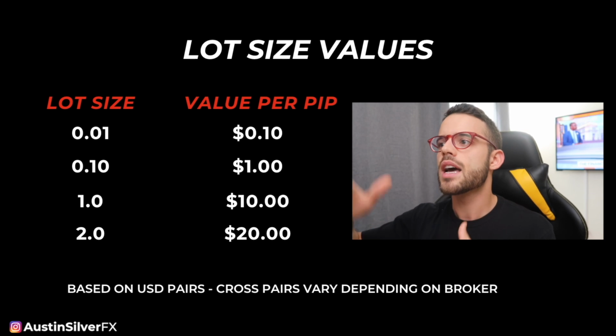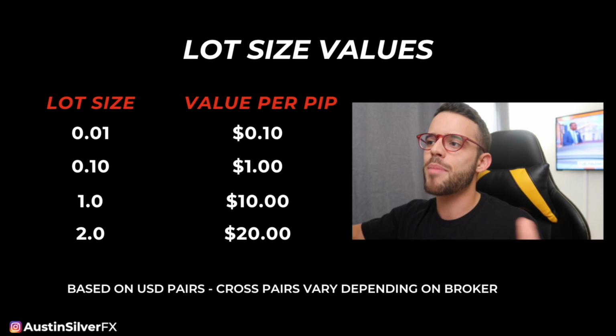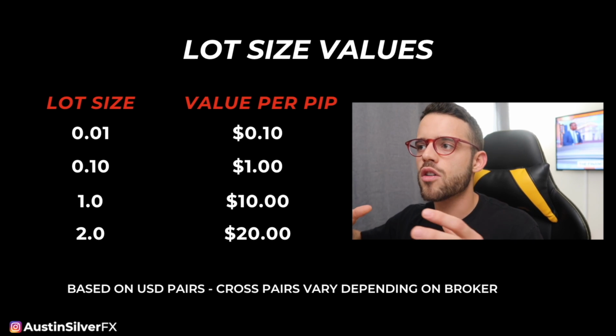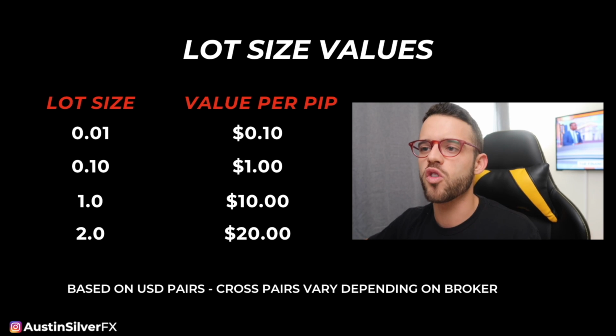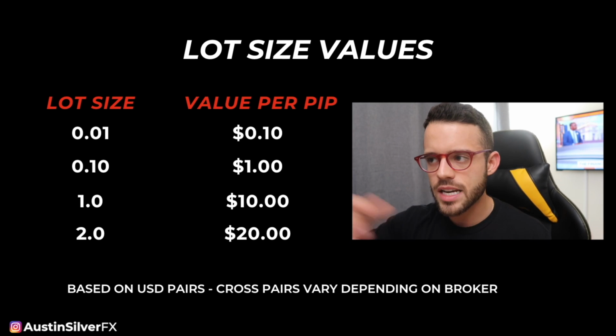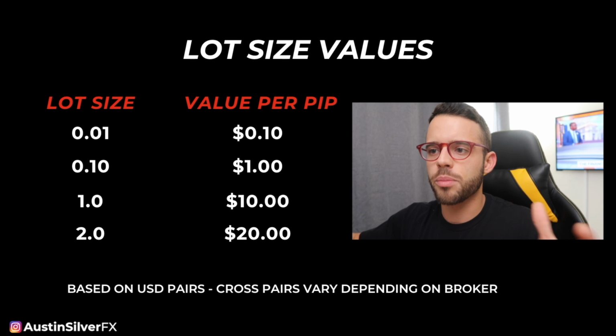To make the math easy, let's call a 0.01 lot value being about 10 cents per pip. Let's call a 0.1 lot about $1 of value per pip of movement. So then you could understand that 1.0 or a standard lot would be about $10 per pip, and 2 standard lots would be $20, and so on from there. Follow me so far? Give me a big thumbs up if you do.